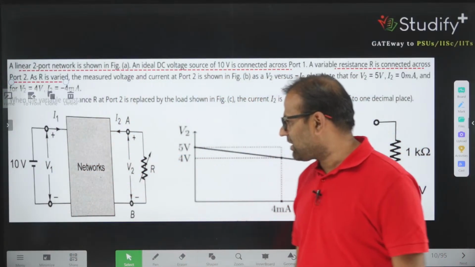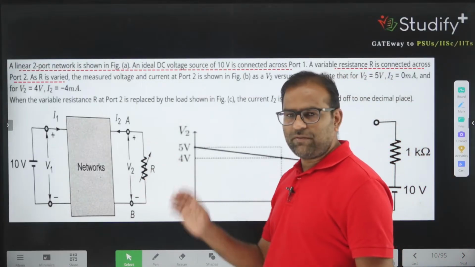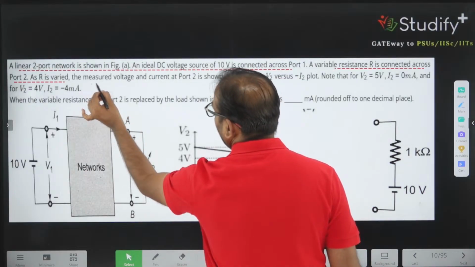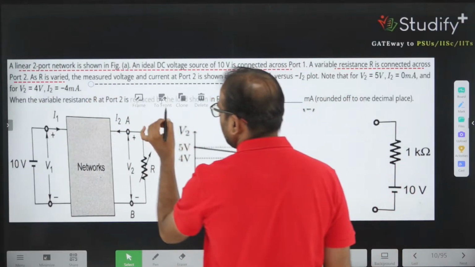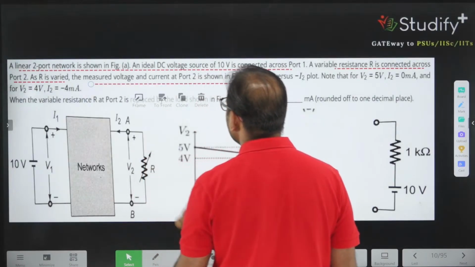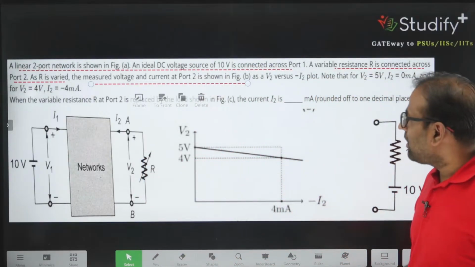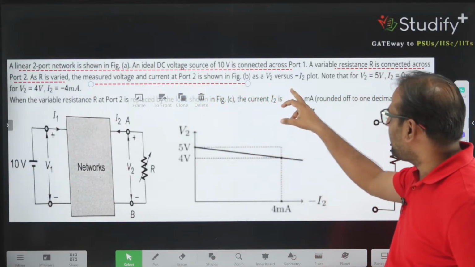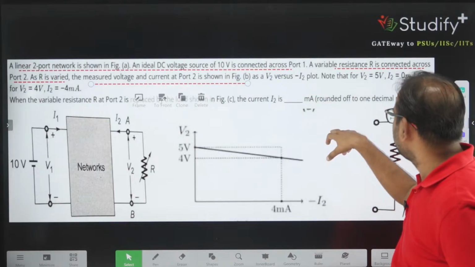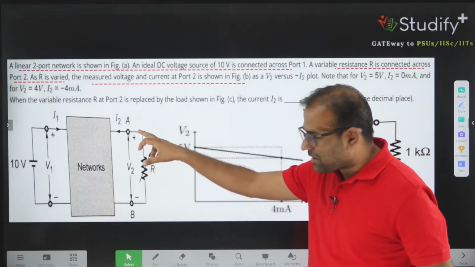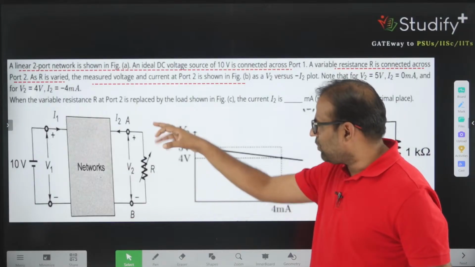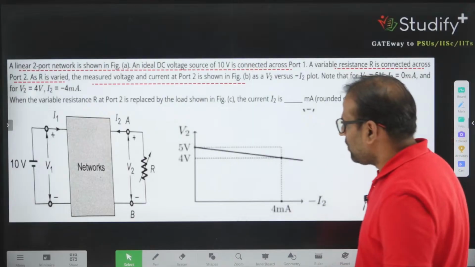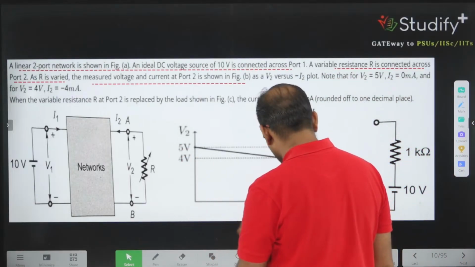So I think this diagram is self-explanatory. This R is also given. What else are they saying? The voltage measured across port 2 is shown in the figure. They are saying that if you measure the voltage across port 2, the measured voltage and current across port 2 is given as a V2 versus minus I2 plot. This is the voltage across this variable resistance and I2. V2 equal to 5 volt, I2 equal to 0. Okay, V2 equal to 5 volt when I2 is equivalent to 0.